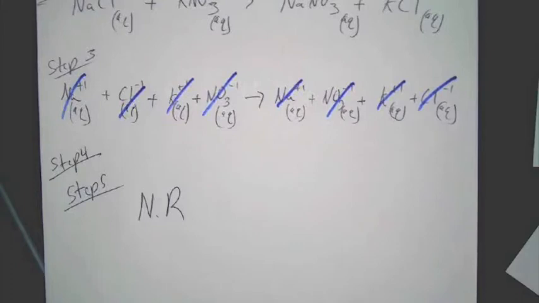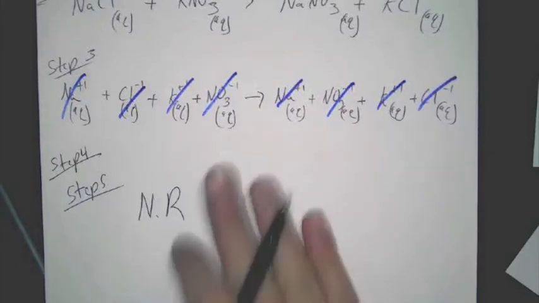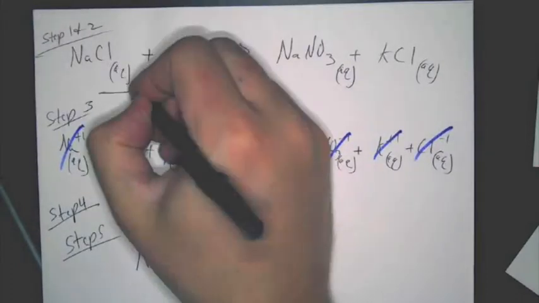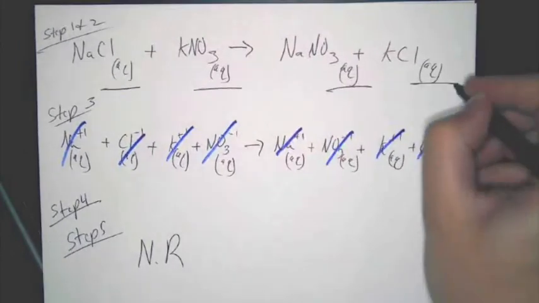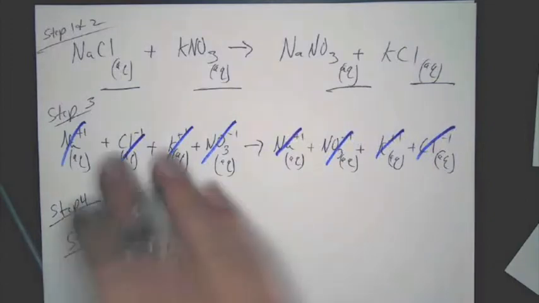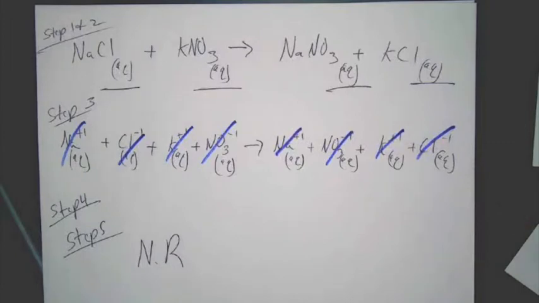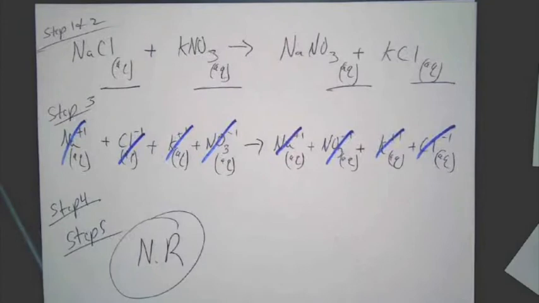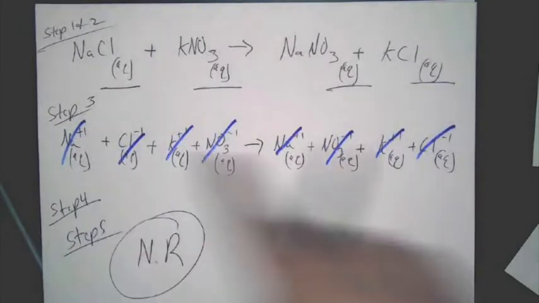The point is, I show you this so that when you see 4 compounds like this in a double displacement net ionic problem, if all 4 are aqueous, you don't even need to do this. You can just say no reaction takes place. So you skip all this and you just write NR, because everything cancels out.